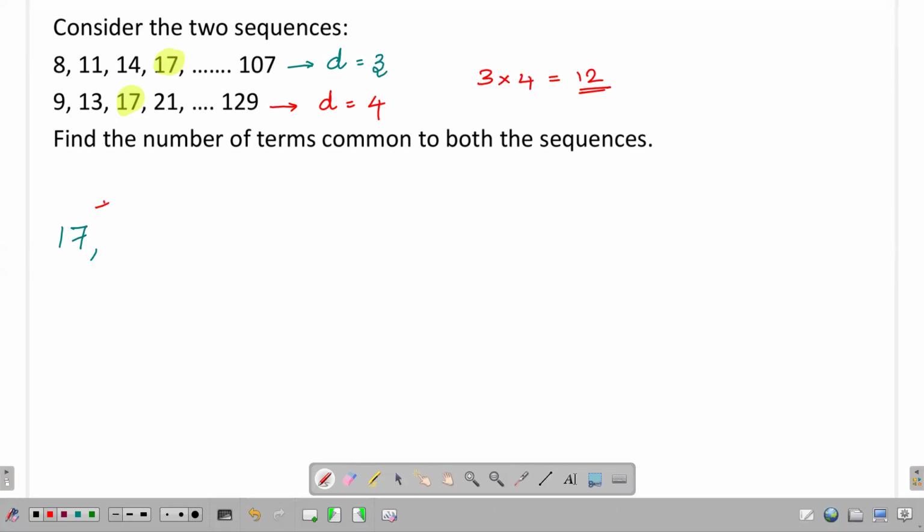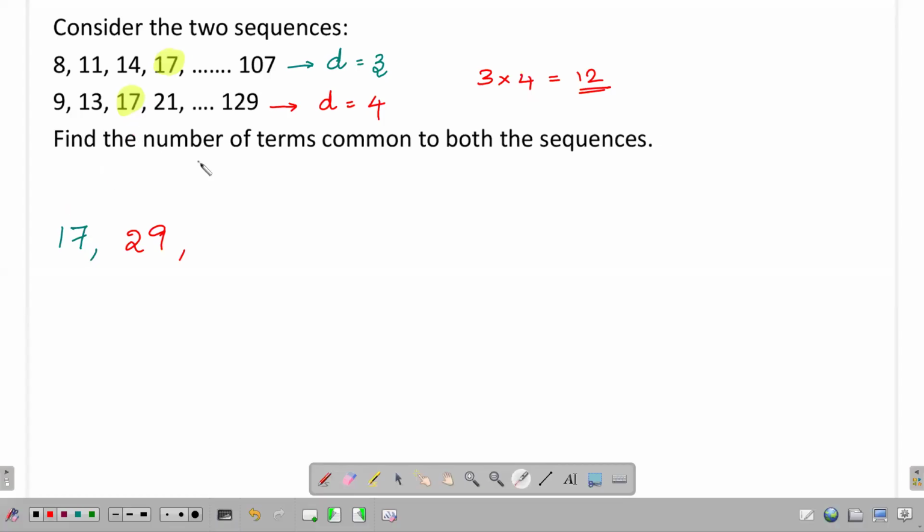So the next term which is going to be common to these two sequences will be 17 plus 12. From where did I get the 12? 3 into 4. I have identified the first common term, 17. This 17 plus 12 is going to be the next term common to both these sequences. What is 17 plus 12? That is equal to 29. Got it? So 29 will be the next term which is common to both these sequences.